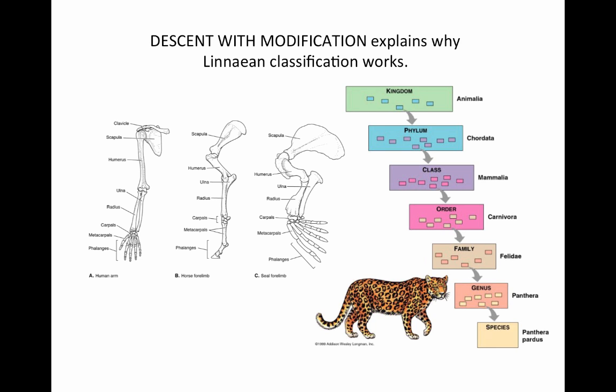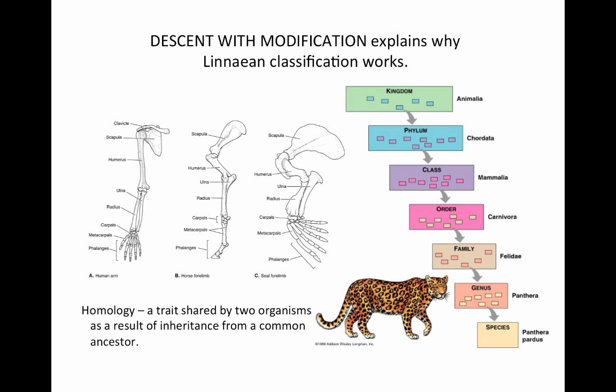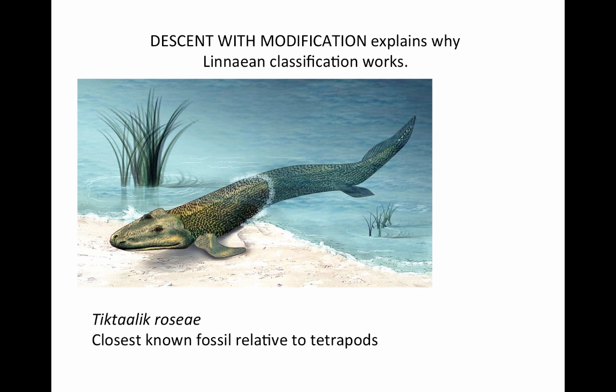And the same thing with the homologies that we see in the forelimbs of mammals. This is all due to common ancestry, and so we have the idea of homology. The definition of homology is a trait that's shared by two organisms as a result of inheritance from a common ancestor. And so, as you saw in the film Your Inner Fish, the common ancestor that we're talking about here is something very closely related to this fossil that was found, Tiktaalik rosei, which is the closest known fossil relative to the tetrapods, or all of the land-living vertebrates.